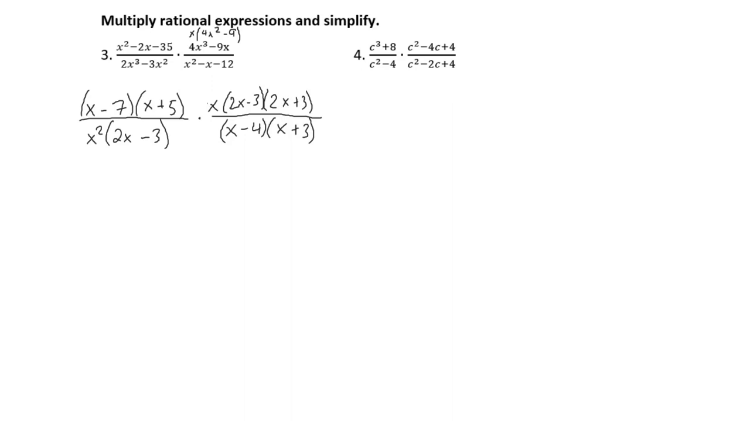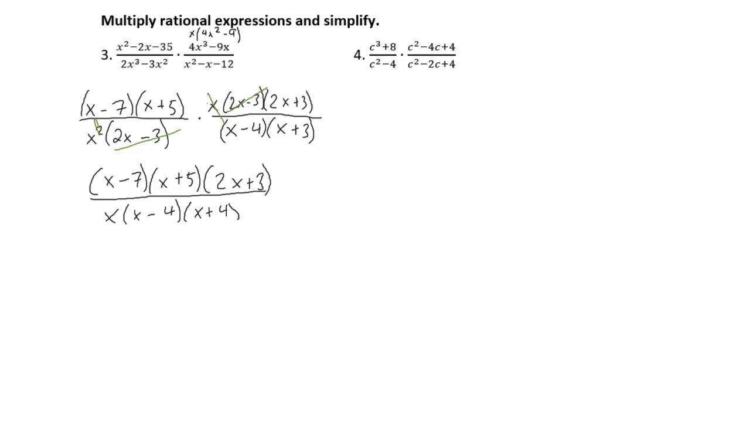All right, now what can cancel out? So we have 2x minus 3, 2x minus 3, and I have an x here. It's going to cancel out one of those, and that's all we have. So on top, we have x minus 7, x plus 5, and 2x plus 3. Now don't cancel out 2x plus 3 with x plus 3 because it has that 2 in it. On bottom, we have x, x minus 4, x plus 3.